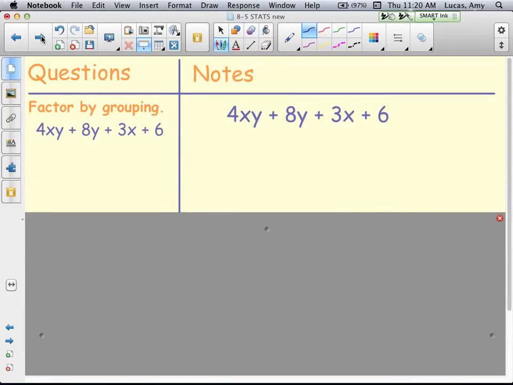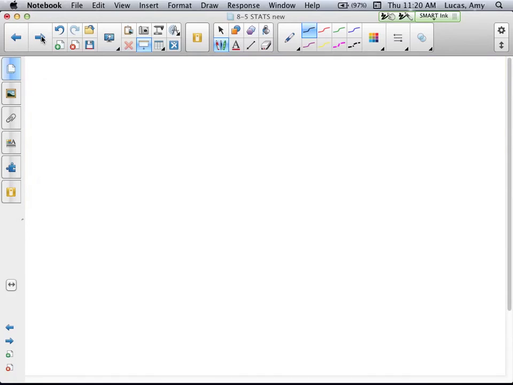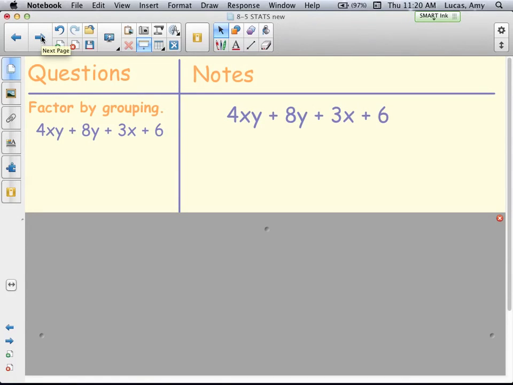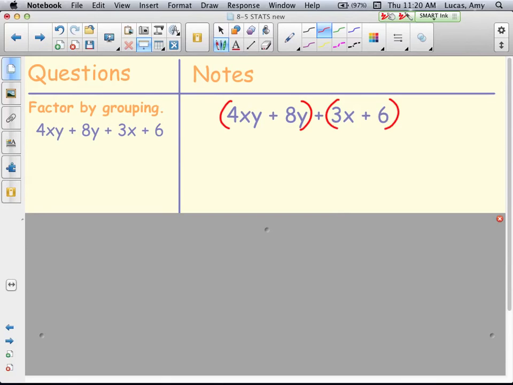Now we're going to factor by grouping. Factoring by grouping, some students really like this method, and some maybe not so much. It's important to learn a lot of different ways to factor. So factoring by grouping, what we're going to do is group together two terms and then group together the other two terms. So I'm going to group together like this, and we're going to take out their greatest common factor.